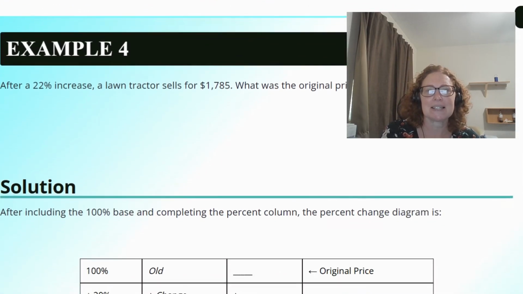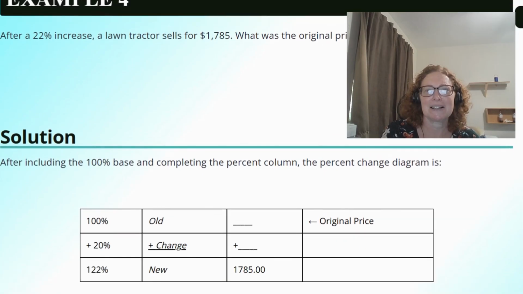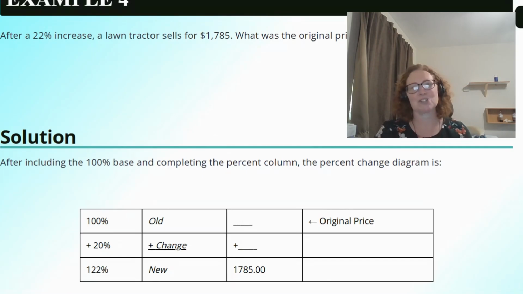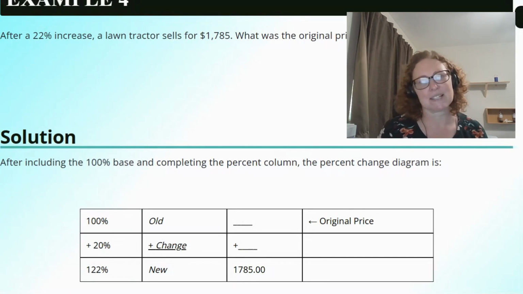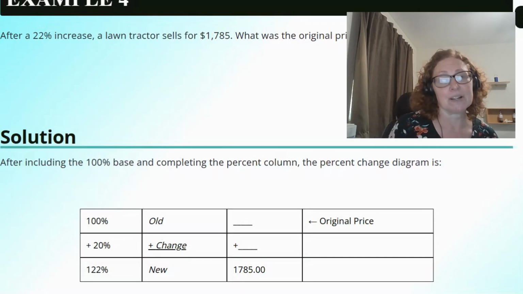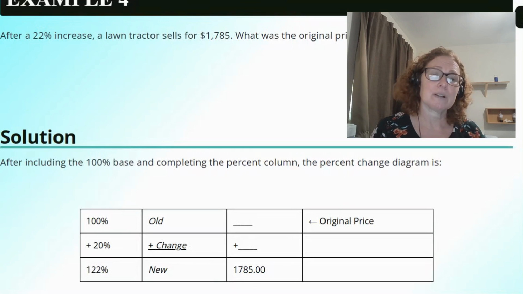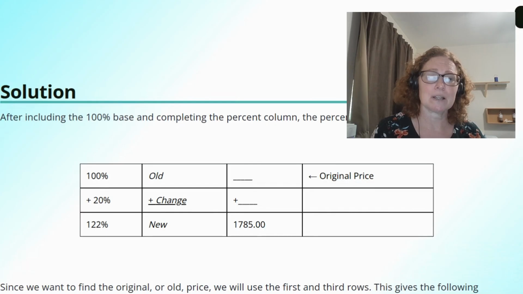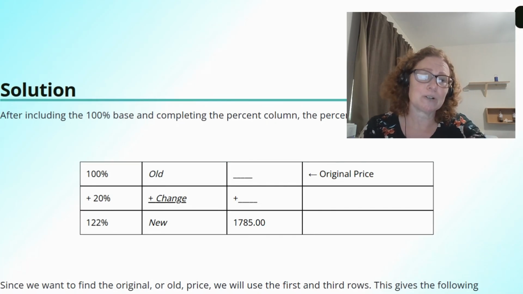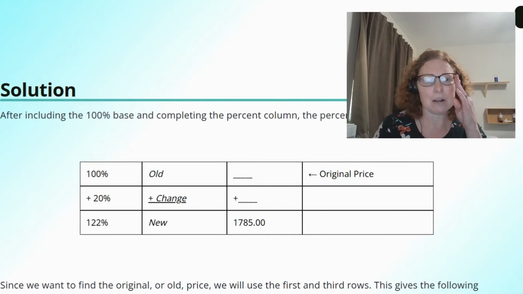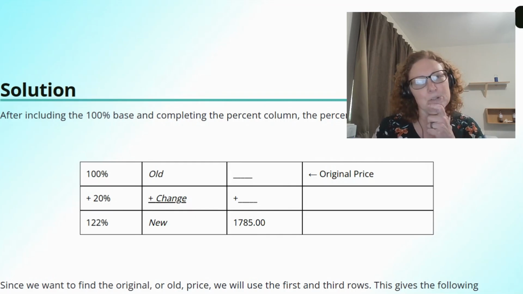Okay, let's see. After a 22% increase, a lawn tractor sells for 17.85. What was the original price? So, actually, this looks like a typo because this one should be 22. It ends up being the right number, but that should be 22%.